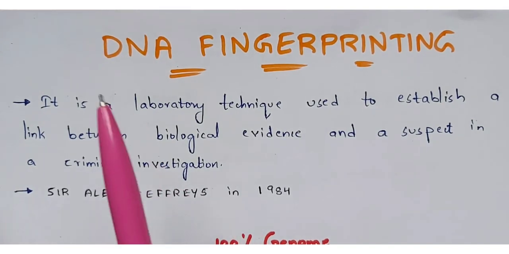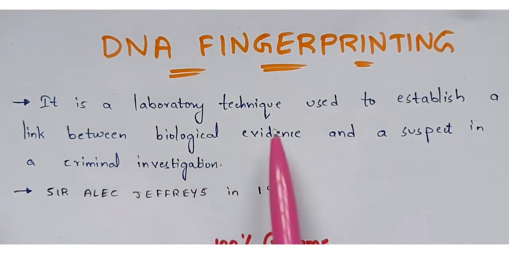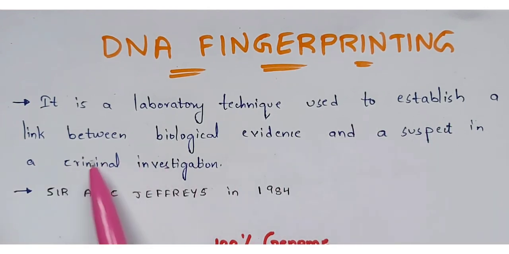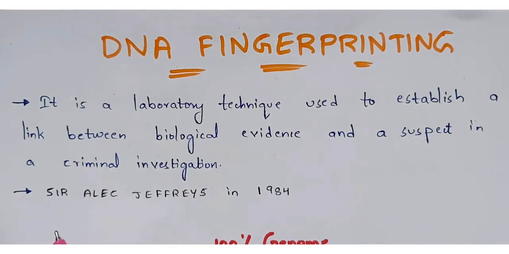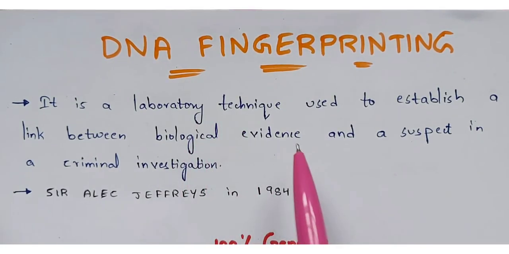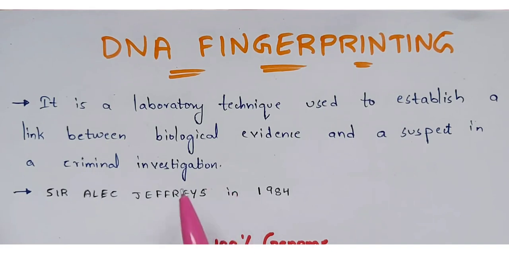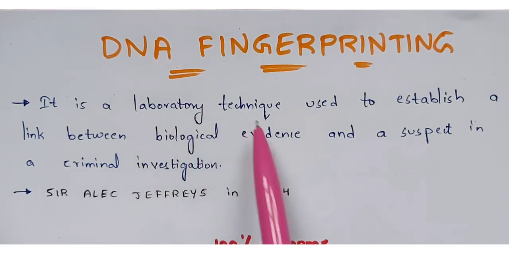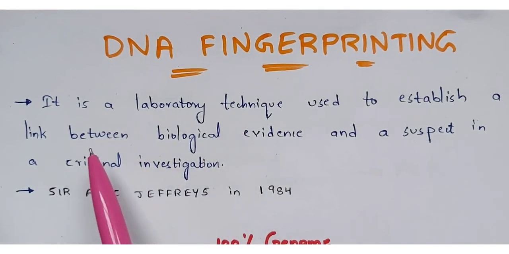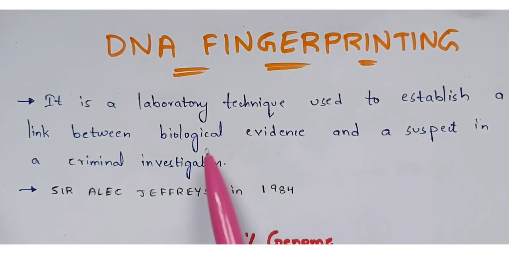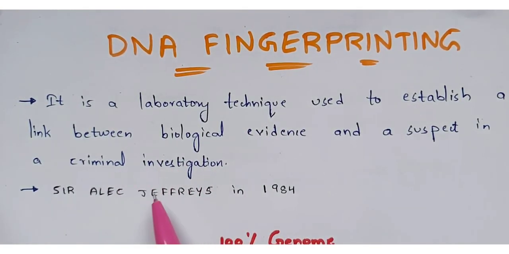Coming to what is DNA fingerprinting, it is a laboratory technique used to establish a link between biological evidence and a suspect in a criminal investigation. So, what do you mean by this statement? Basically, this DNA fingerprinting technology is done in the laboratory, hence it is called a laboratory technique. Why will it be used? It is mainly used to establish the link between biological evidence and a suspect in the criminal investigation.